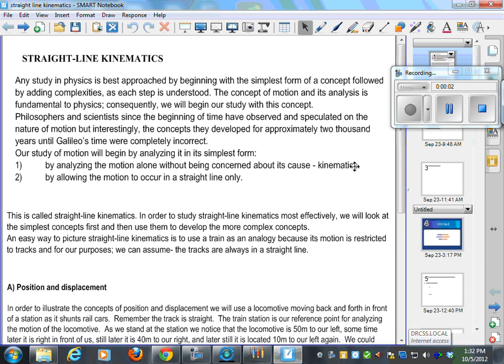Okay, so we're going to look at this booklet on straight line kinematics. It will take almost all of the period, so I'll try to get going as fast as I can here.